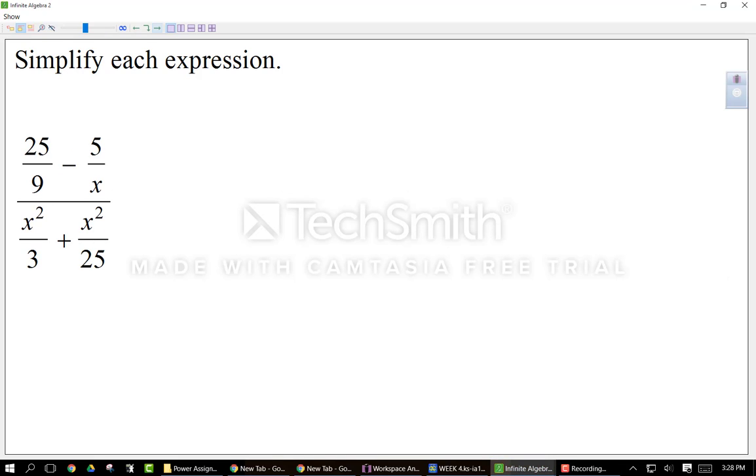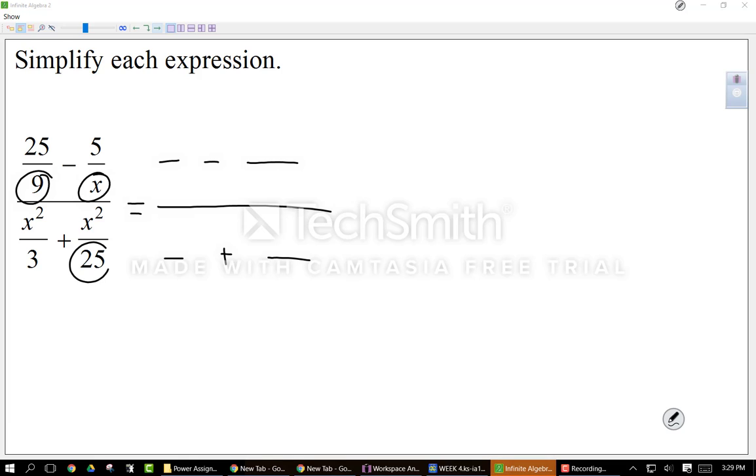Now looking at this problem, we see that we have, again, a lot more numbers just like we had in the last 3, but now I have variables. So I need to change all of my fractions, my denominators, to the same number. So let's see if we can determine what that is. Well, I have a 9, an x, a 25, and a 3.